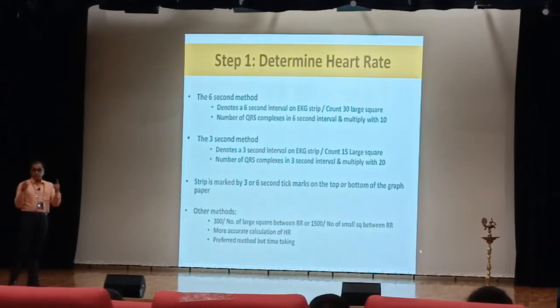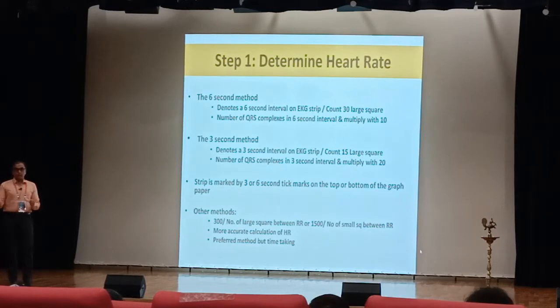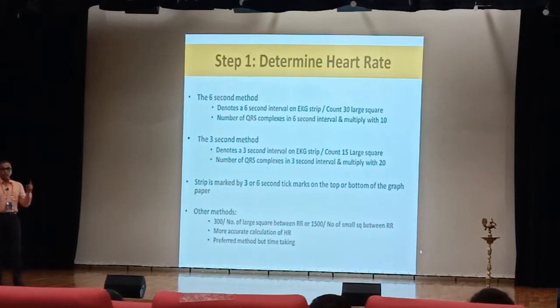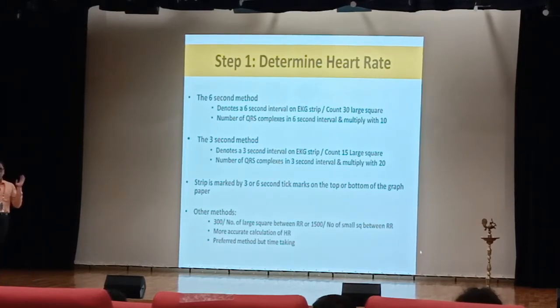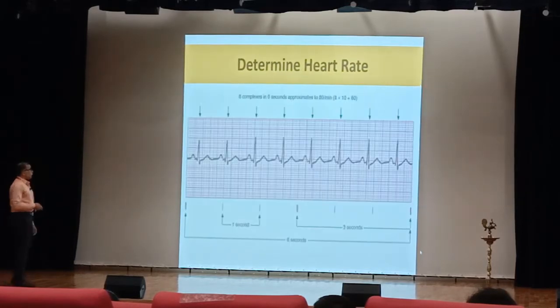So for the 3 seconds step, either you count 15 large squares, or you look at the markers, count the number of R waves and multiply by 20. We can simplify it more. Between the two markers, you count the number of R waves. If the number of R waves is between 3 and 5, it means normal heart rate. If it is less than 3, it is bradycardia. If it is more than 5, it is tachycardia. Perfect. So this is the most simplified way. You just look at the ECG and you can tell whether this is tachycardia, bradycardia, or normal heart rate. Any of these methods can be applied.